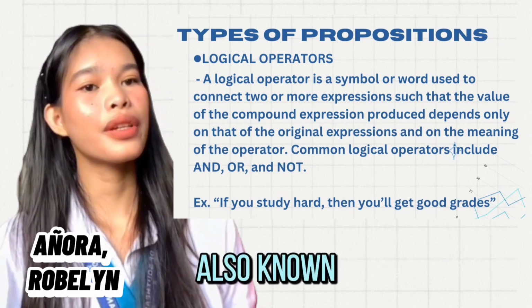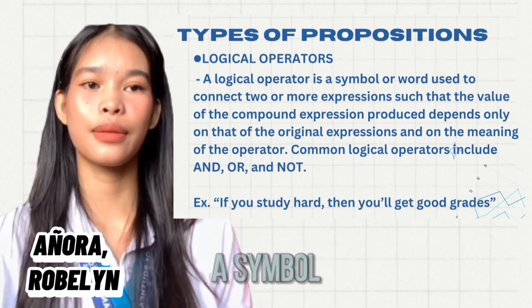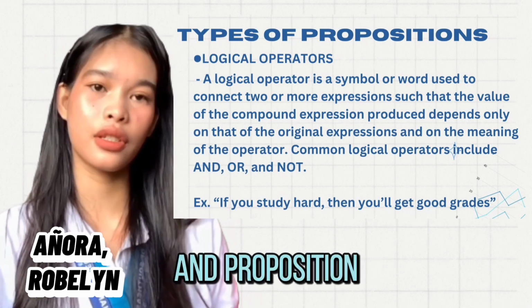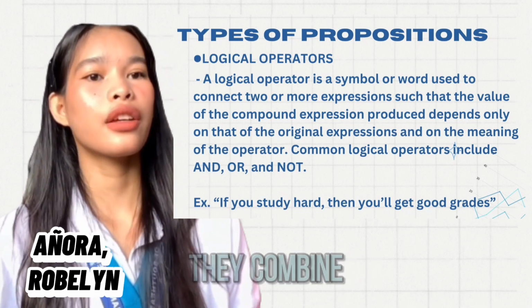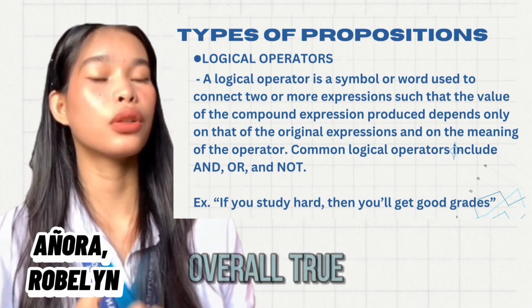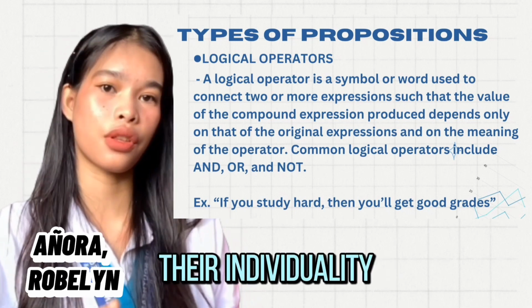And lastly, we have the logical operators. It is also known as Boolean operators. This is a symbol in logic and computer science used to perform operations on propositions with true or false values. They combine simple propositions to create compound propositions, determining their overall truth value based on their individual truth values.